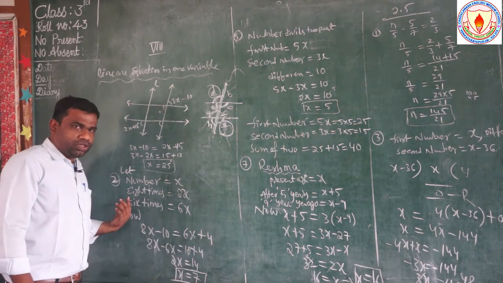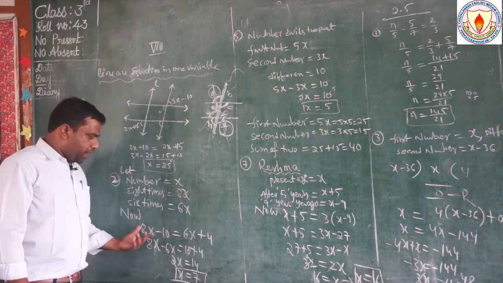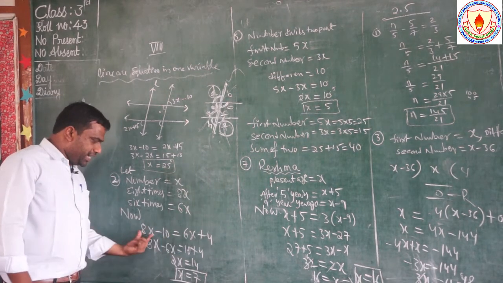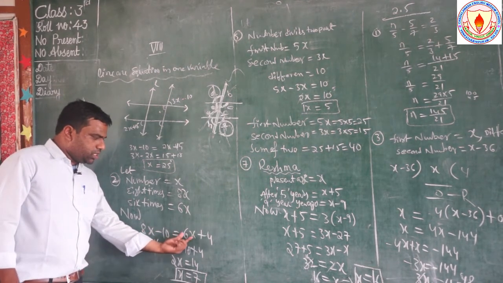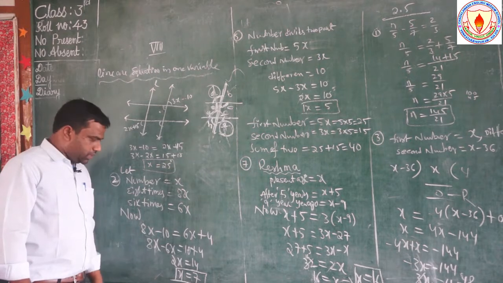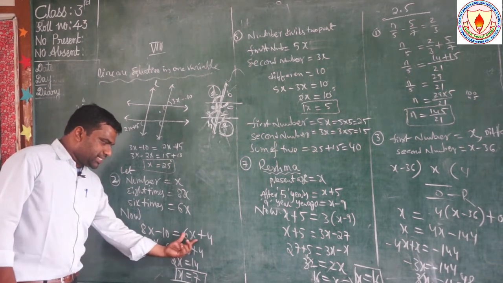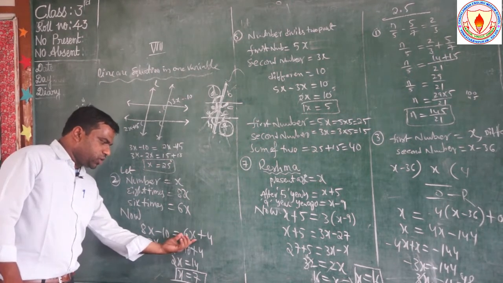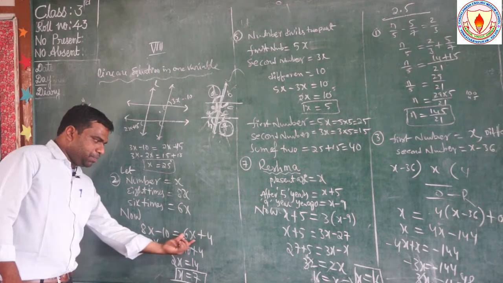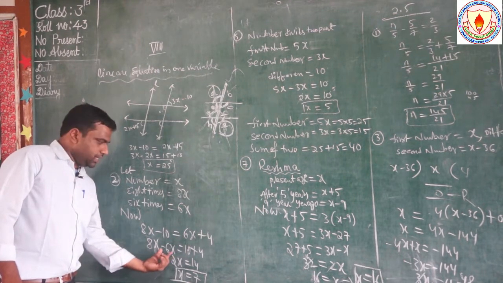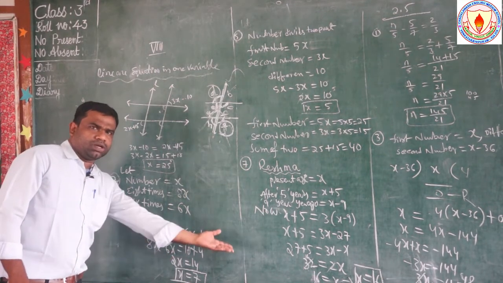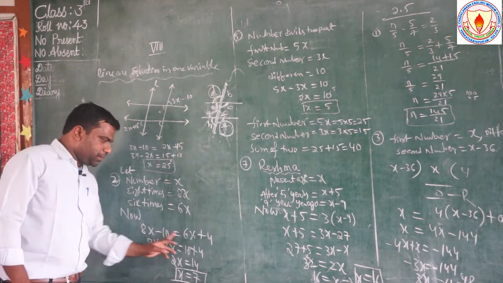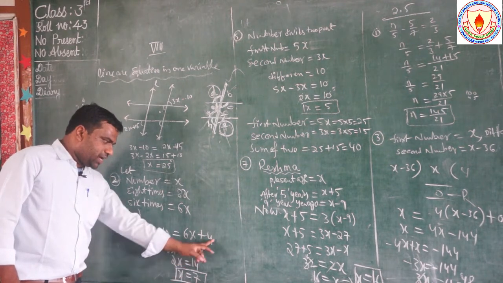According to this information, we have to balance the equation. So 8x minus 10 is equal to 6x plus 4. Next, here 8x, here 6x. Transpose 6x to the left hand side, so minus 6x. Here minus 10 transposes to the right hand side, so minus 10 means plus 10. Plus 10, already 4 is there.